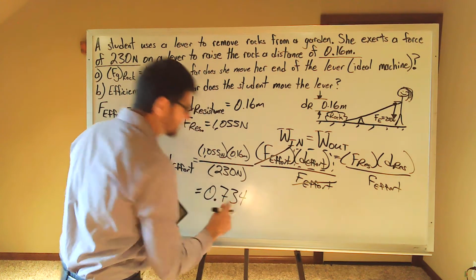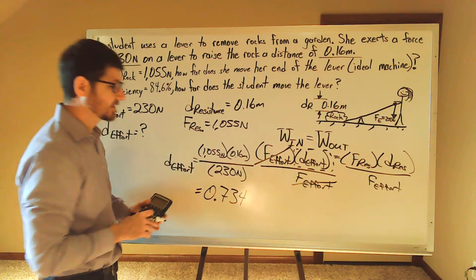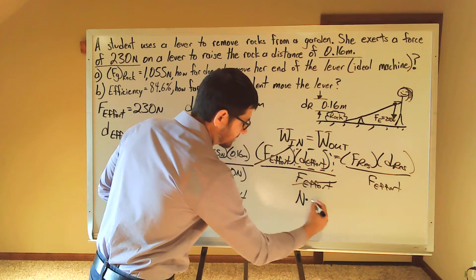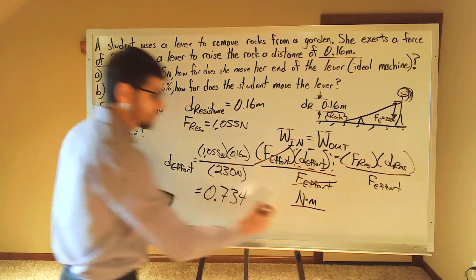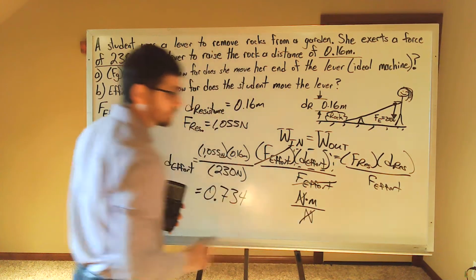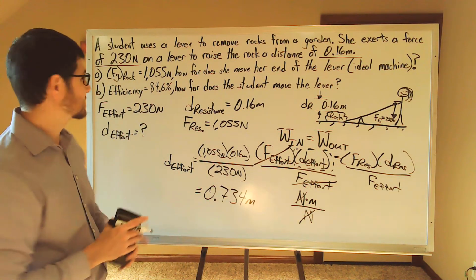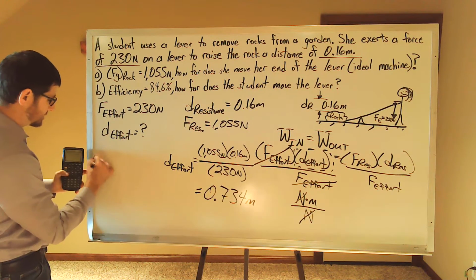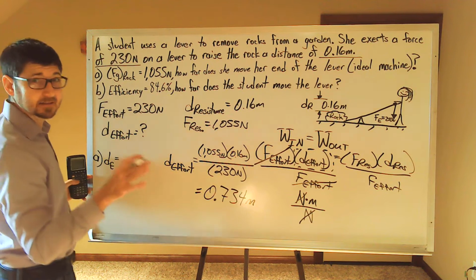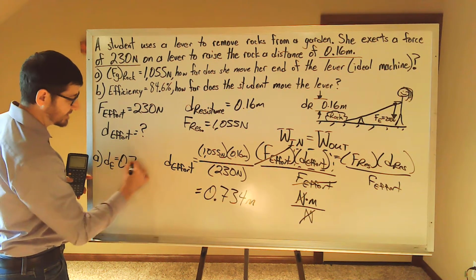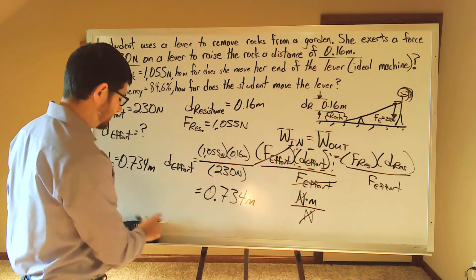Now let's take a look at the units. In my numerator, I have newtons times meters, which gives me a Newton meter. And then in my denominator, we have units of newtons. So the newtons will cancel out, leaving us with units of meters. So on part A, I'll just write part A here, our effort distance for the ideal situation is 0.734 meters. Okay?